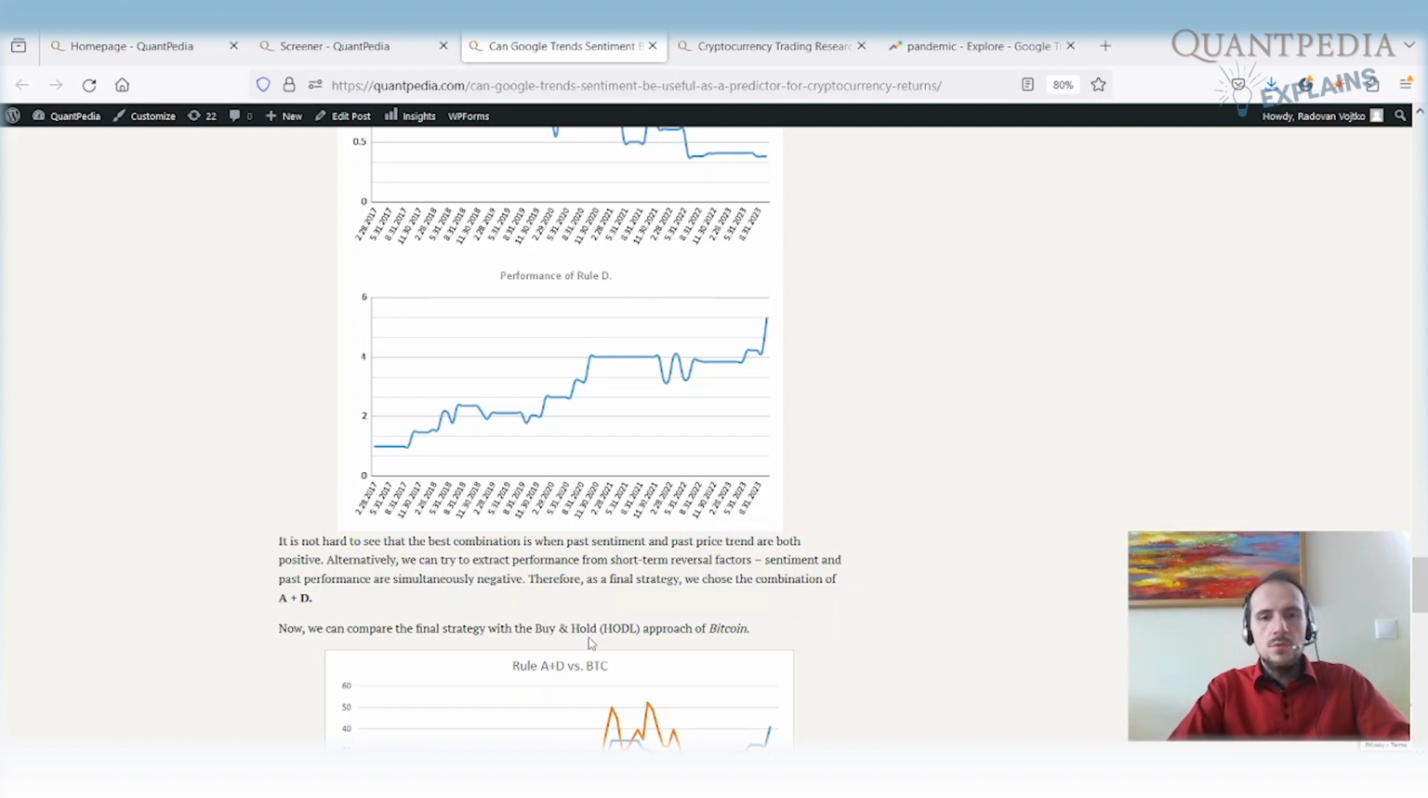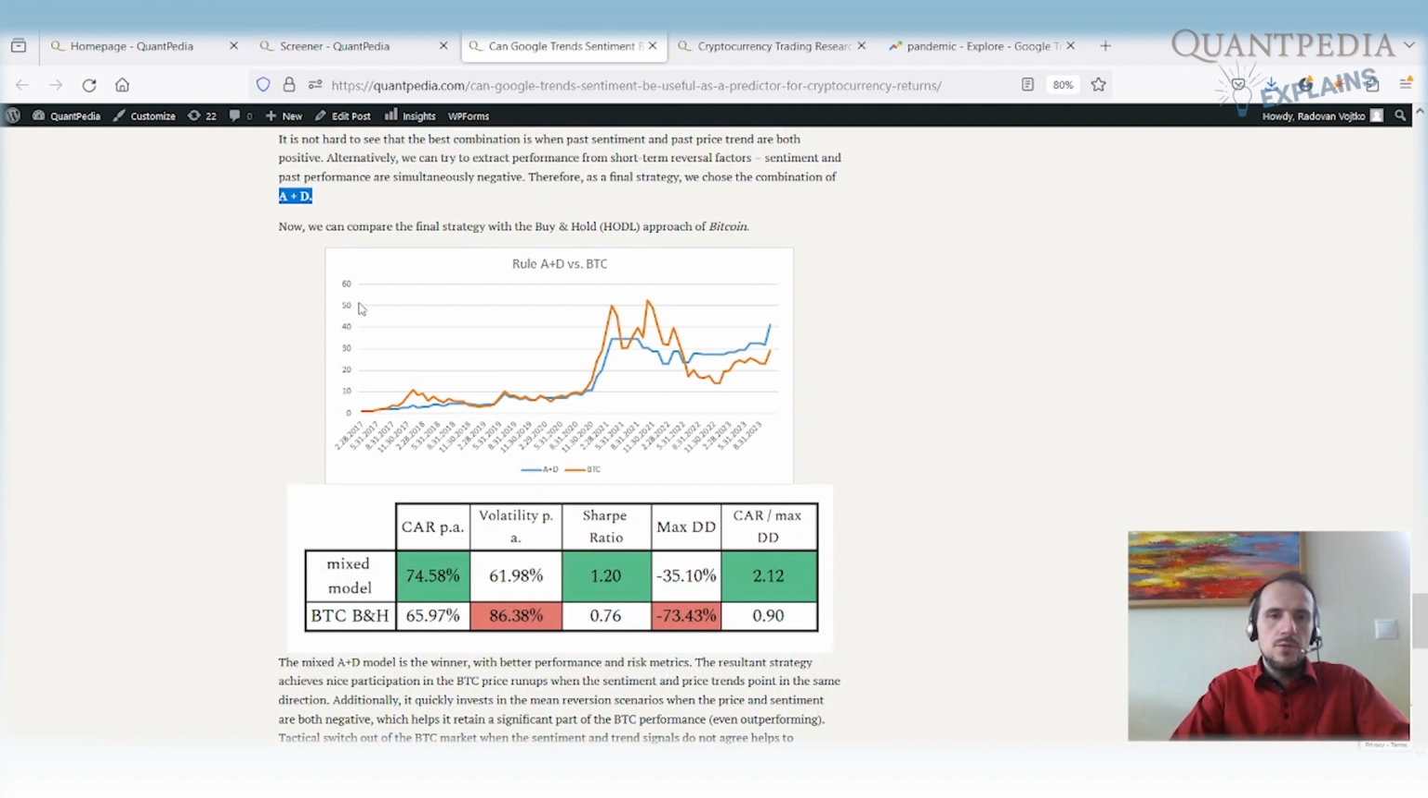We can try to combine those factors. So we can try to combine rule A and rule D together, and we can build the final strategy. So the final strategy will give you the exposure to Bitcoin when the price changes positive and when the sentiment changes positive, or you will get a position in Bitcoin when the price changes negative and sentiment is negative. So we are combining the momentum in the price and momentum in the sentiment, with another strategy which is like a reversal in the sentiment, reversal in the price.